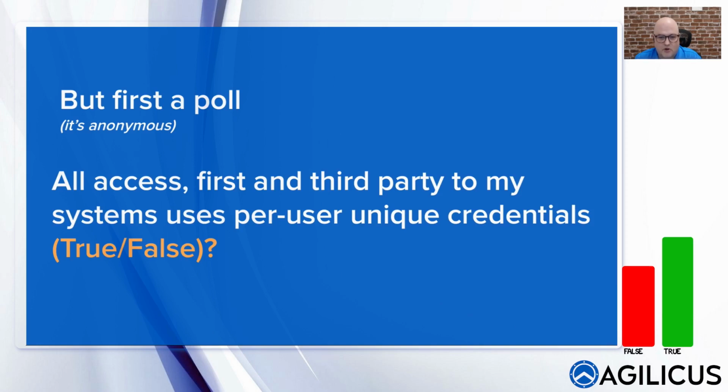Okay, I'm going to call the poll at that. And it looks like we've got an even split, folks. 50% say that they have per user for everything, and 50% are liars. I mean, say the opposite.